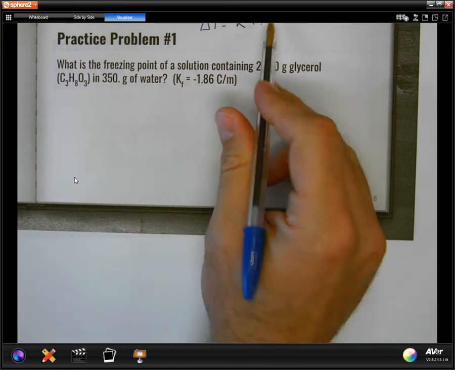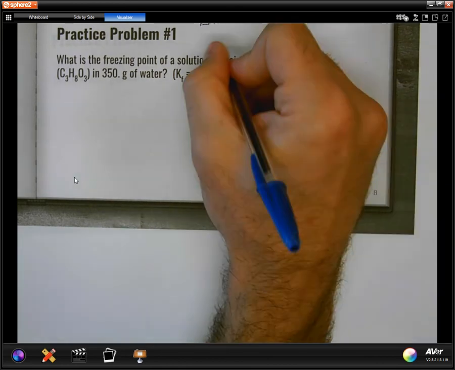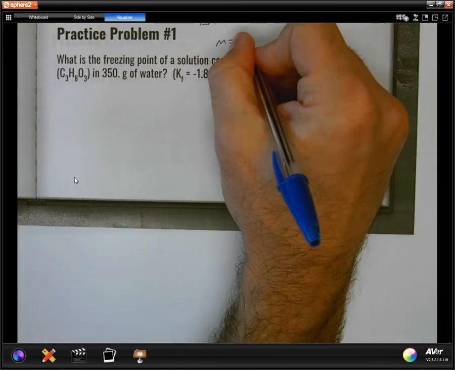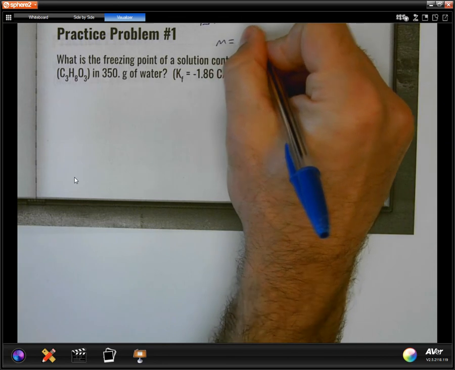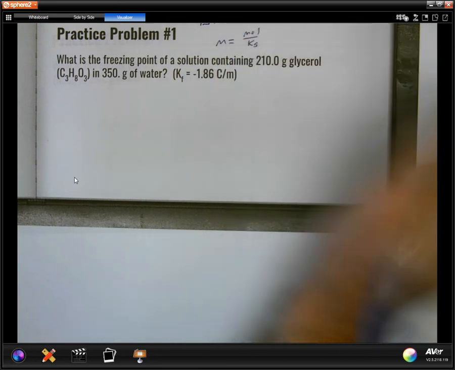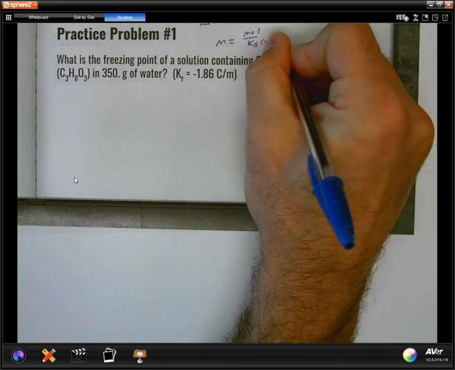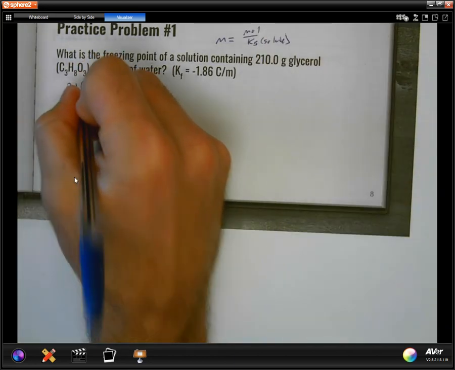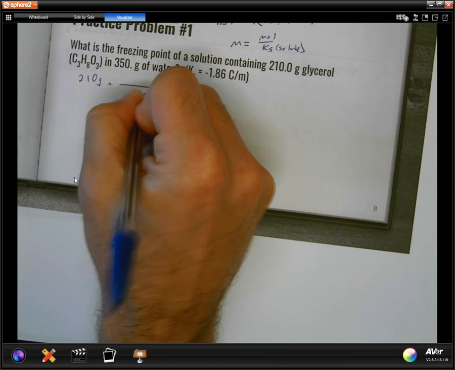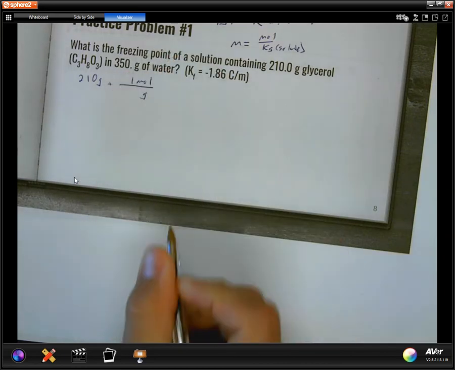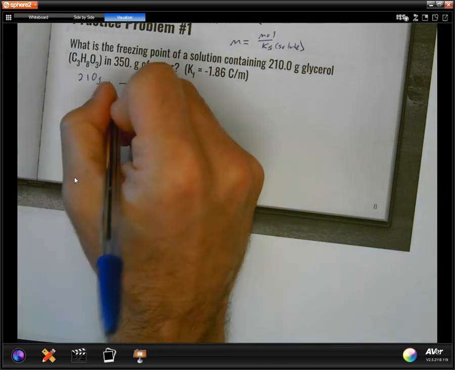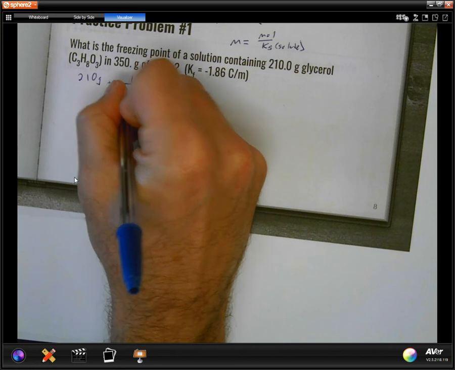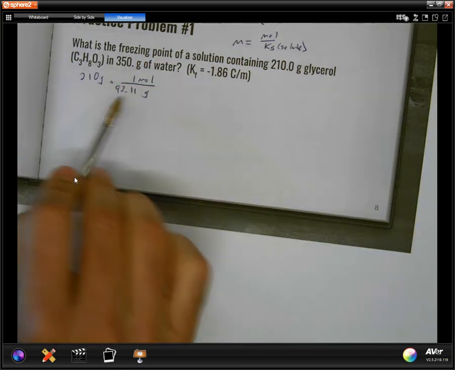My molality is not given to me, but we know that molality is found from moles over kilograms of solute. So again, I'm going to just put solute here just to help you guys remember that. 210 grams, so I need to convert that into moles. I did this work on my own just to help speed up the video, but you could do that. If you added all those up, you get 92.11 grams.